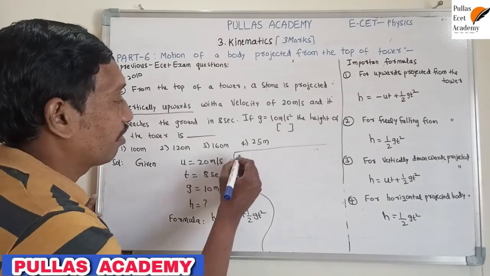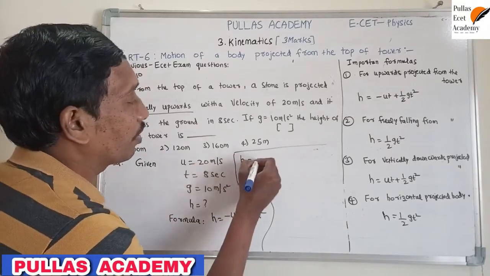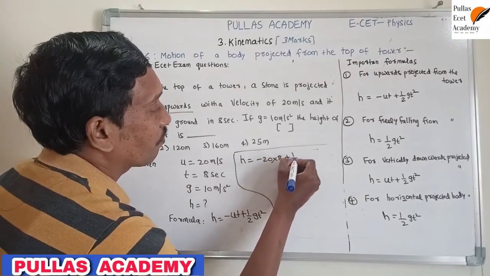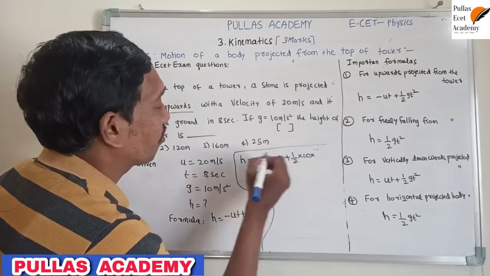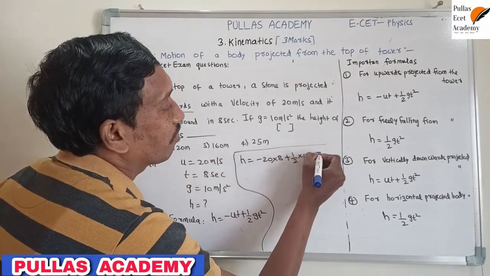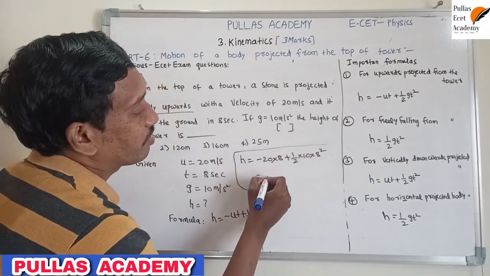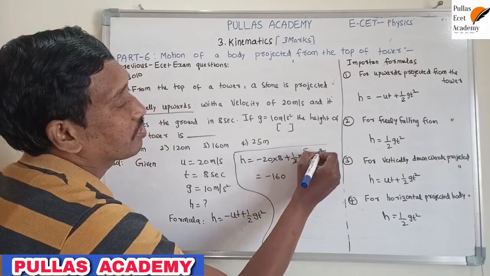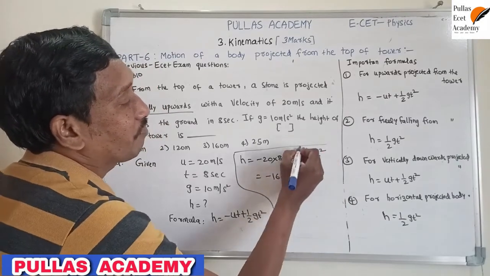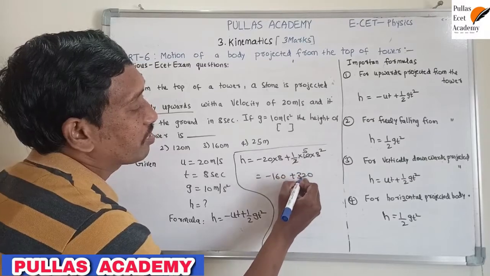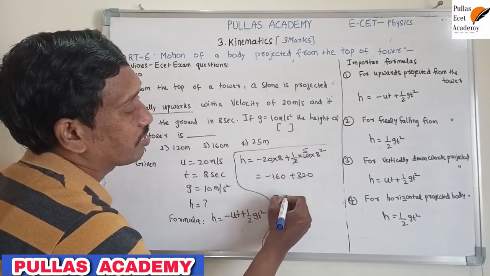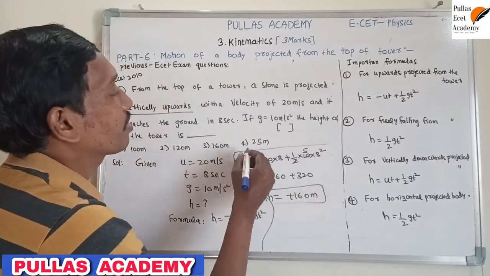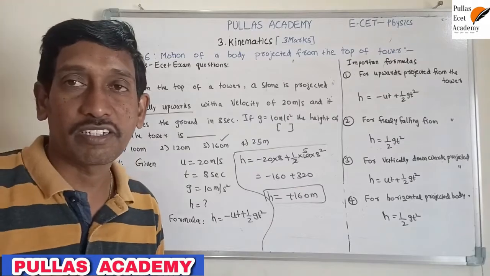h is asked here. h is equal to minus ut, u is given as 20, into t given as 8 seconds, plus half g, g is given as 10, t square, t is 8, so 8 square. Now 2 eights are 16, so minus 160, and 8 square is 64, 64 fives are 320. That means minus 160 plus 320, which is plus 160. So the height of the tower is 160 meters. The third option is correct.